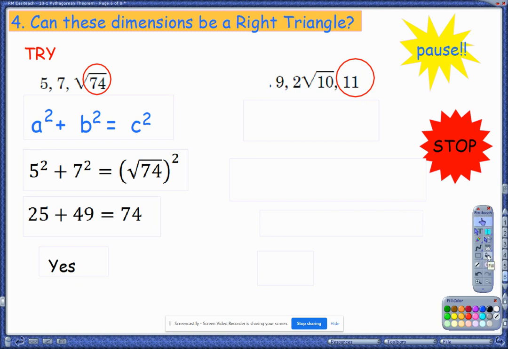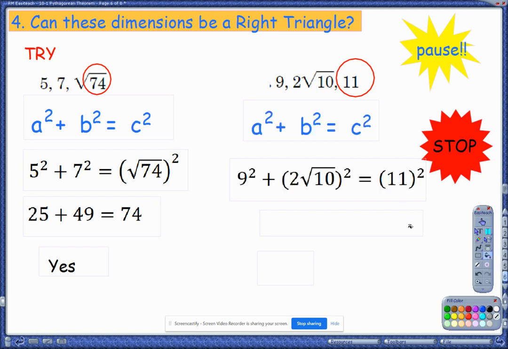Sometimes you may have to try all combinations to find out. So I'm going to write my formula. I'm going to substitute. And 9 squared, of course, is 81. But what is 2 radical 10 times 2 radical 10? And that is 4 times 10, which is 40. And yes, this also makes a right triangle.